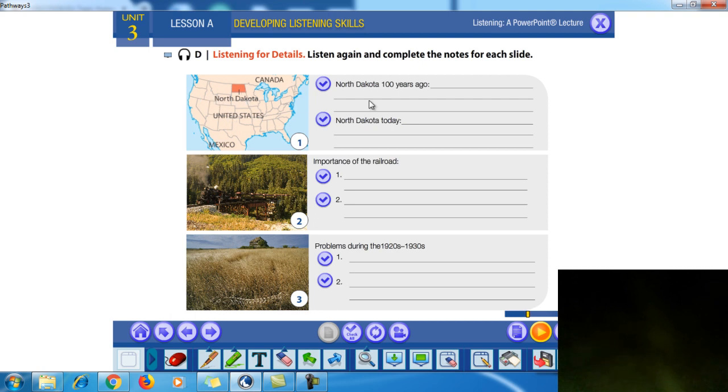100 years ago, North Dakota had something that many immigrants were looking for. What do you think it was? Was it farmland? That's right. North Dakota had land, and that land attracted many immigrants from Europe, especially from Norway and Germany. They left their native countries and moved abroad. In North Dakota, they planted wheat, and they built houses and new towns.